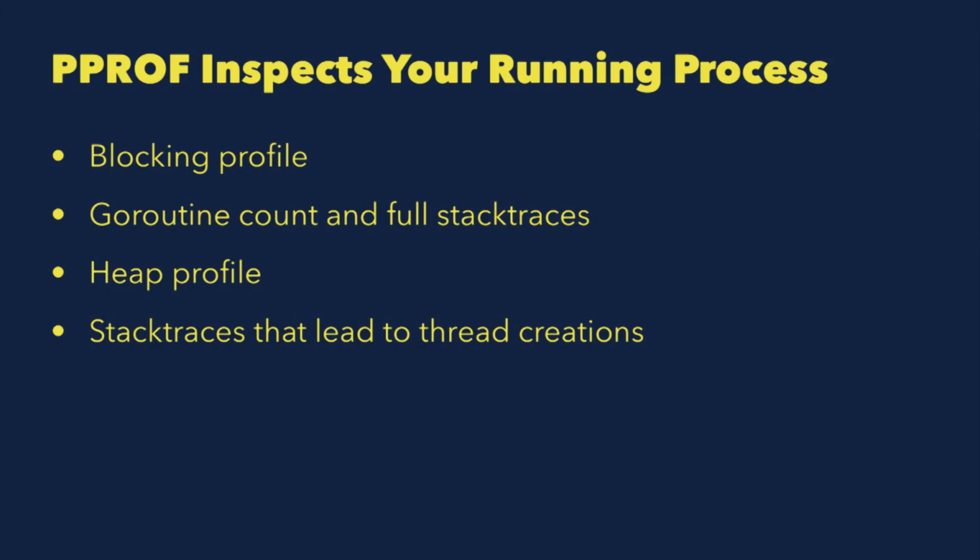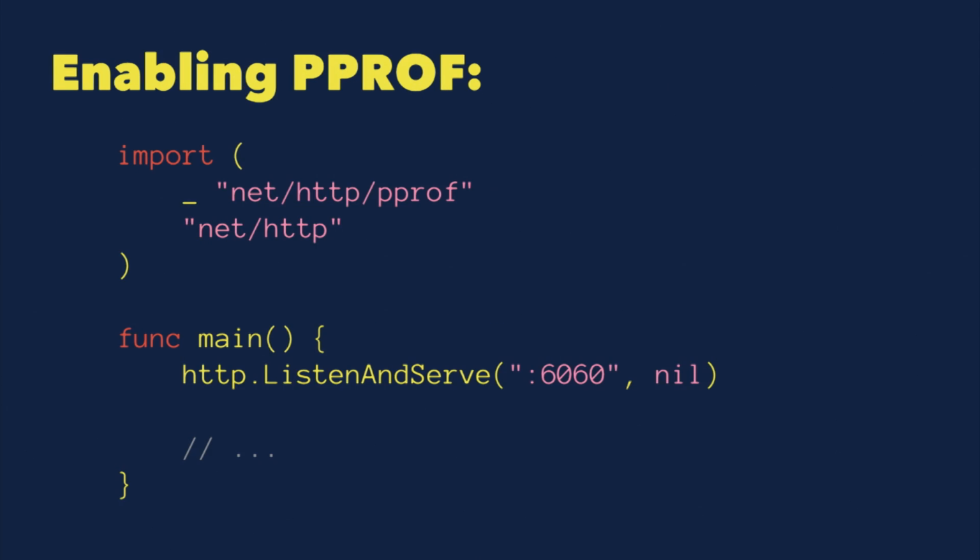And what pprof lets you do is take a look at your service's blocking profile, the goroutine count and stack traces, the heap profile, and stack traces that lead to thread creations. Now, this is an intimidating tool, but it's super easy to use. All you have to do is import the pprof package, which will set up a whole bunch of HTTP endpoints for you. And then it's your job to pick the port, pick the IP, and listen and serve. Super easy to set up.